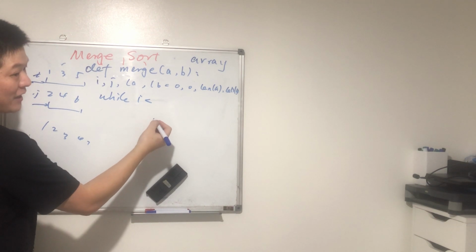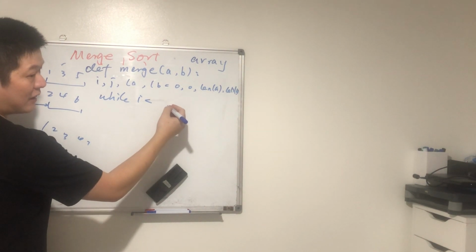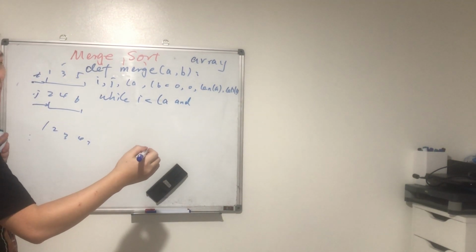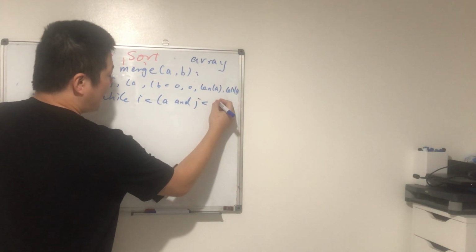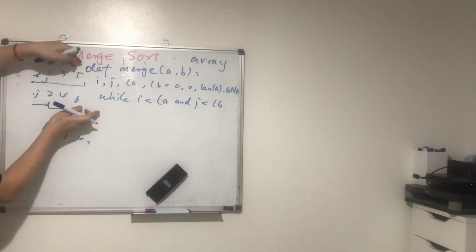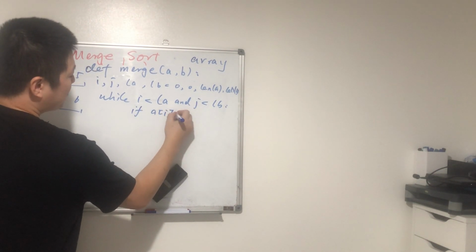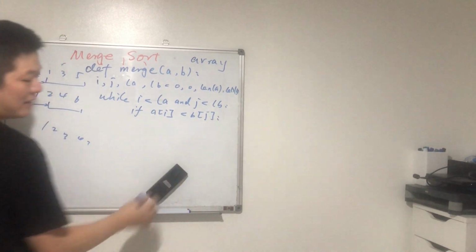Now, while i is smaller than LA, and j is smaller than LB, while these two pointers are not reaching the end, then we need to compare. If A[i] is smaller than B[j], right?